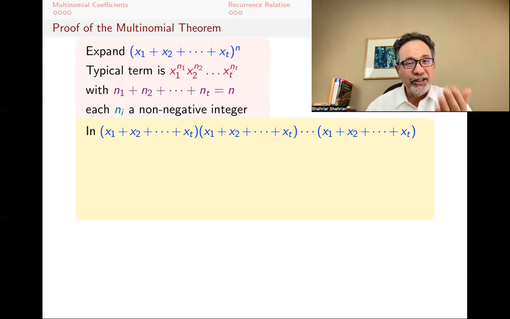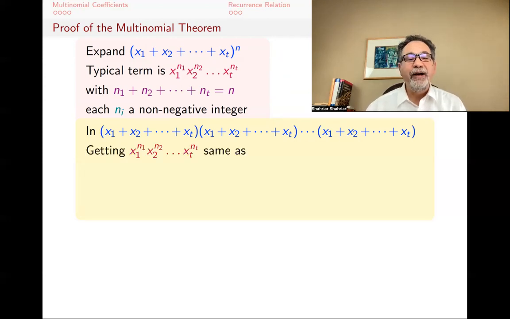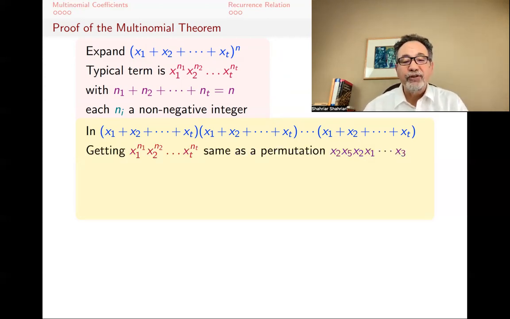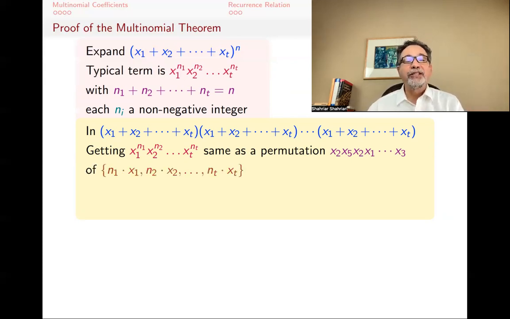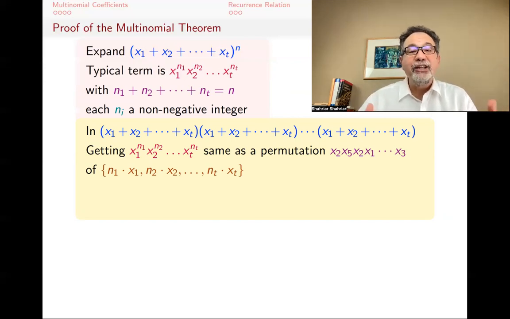And as soon as you decide that this is the one that comes from the first, this is the one that comes from the second, and so on, you have something like x2 came from the first parentheses, x5 came from the second parentheses, x2 again came from the third parentheses, and so forth. And that's a permutation of what? It's a multiset: n1 x1's and n2 x2's and nt xt's. Why n1 x1's? Because I'm trying to get x1 to the n1, x2 to the n2. So I need to pick n1 x1's and n2 x2's and nt xt's. So I need to permute these.